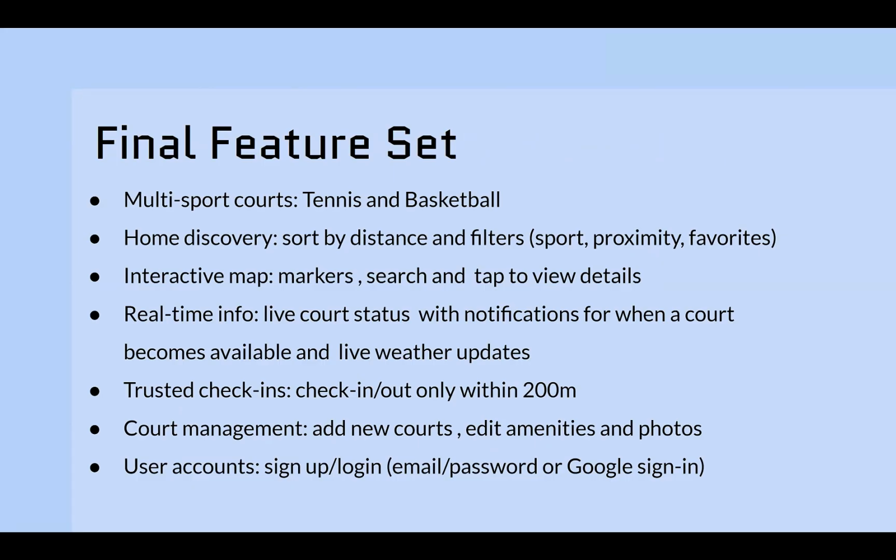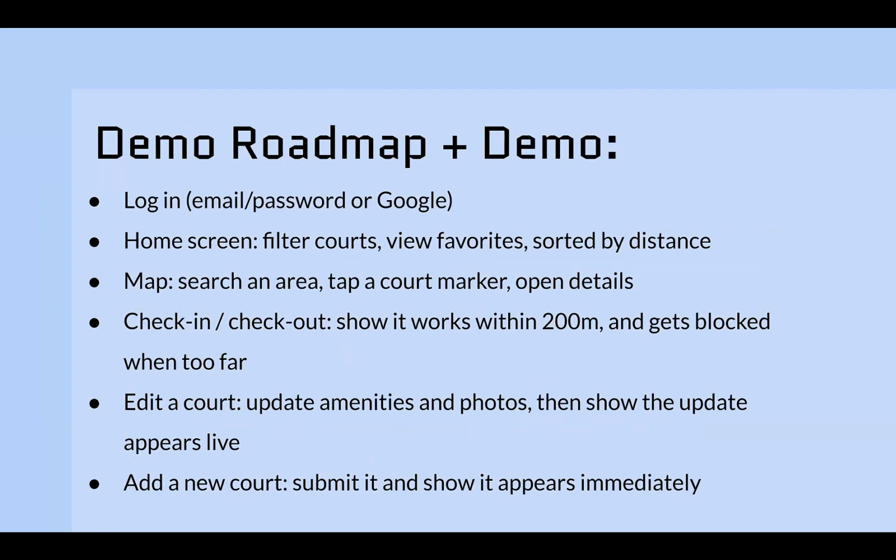In the demo, we'll prove the full feature set end to end. Users can check in and out only within 200 meters, log in with email and password or using Google, and see live court status and weather. We'll show editing court amenities and photos, adding new courts to the database, filtering by sport, proximity, and favorites, and using the interactive map to search and tap into court details. This is our demo roadmap, followed by the actual demo itself.